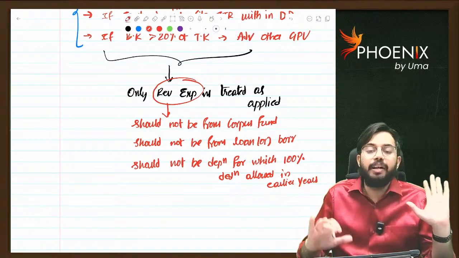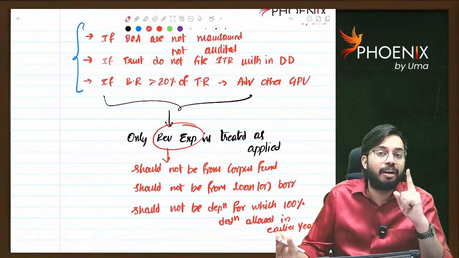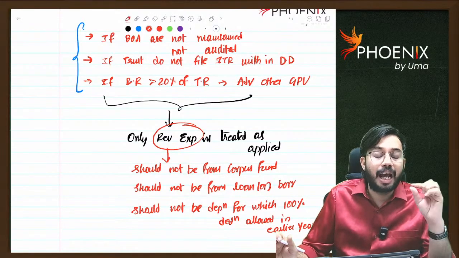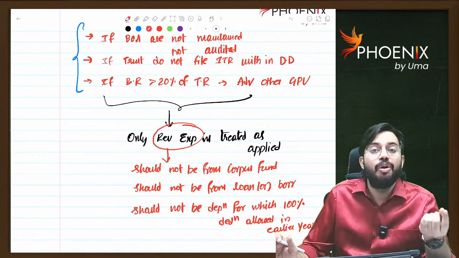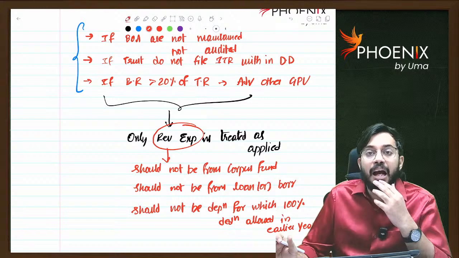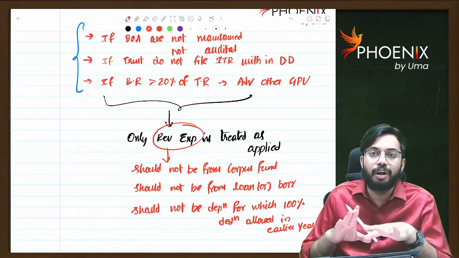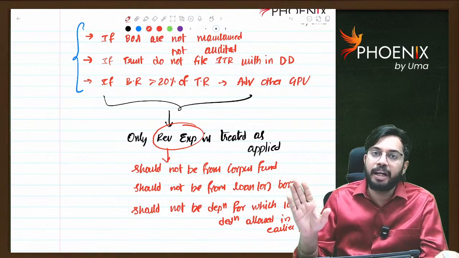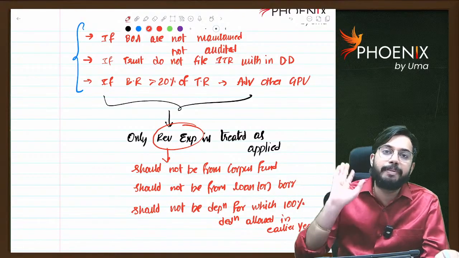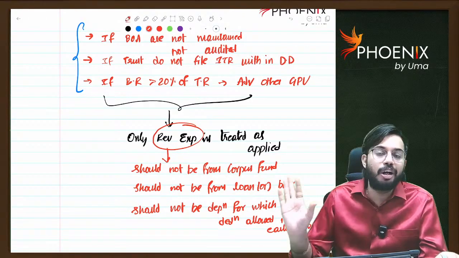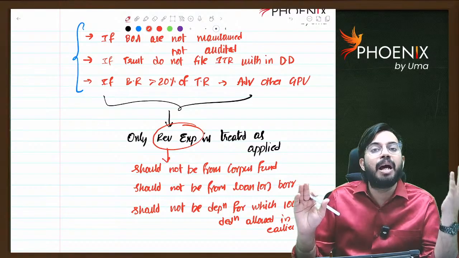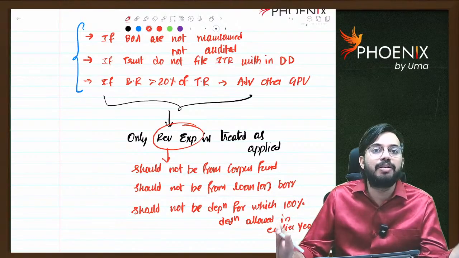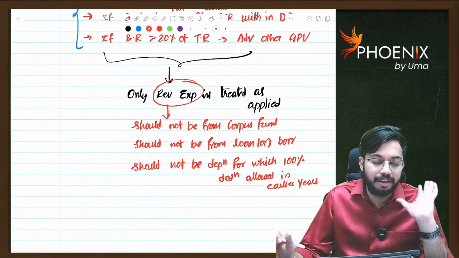So this is the thing. In all these four cases, as you have violated the condition, capital expenditure will not be allowed as deduction. Only revenue expenditure will be treated as applied. Even in that revenue expenditure, if you incur any revenue expenditure out of corpus fund, that will not be treated as applied. If you incur any revenue expenditure out of loan or borrowing, that is not treated as applied. If in an earlier year you have claimed 100% capital expenditure, and for that asset you want to claim depreciation now, that is also not allowed. Are you able to understand?